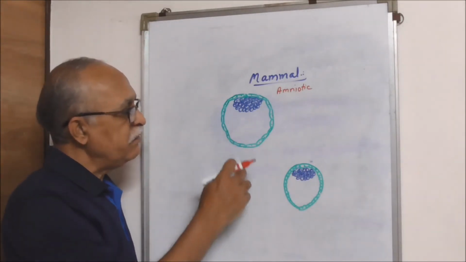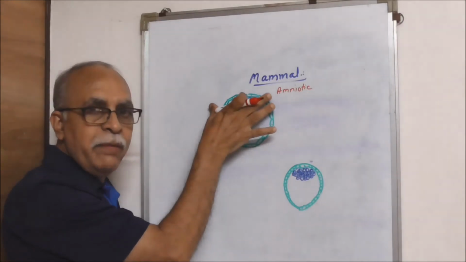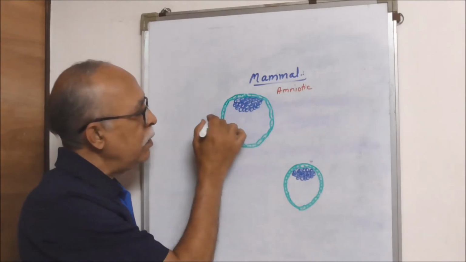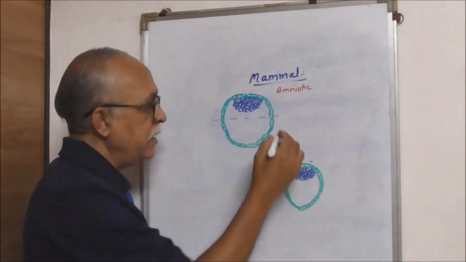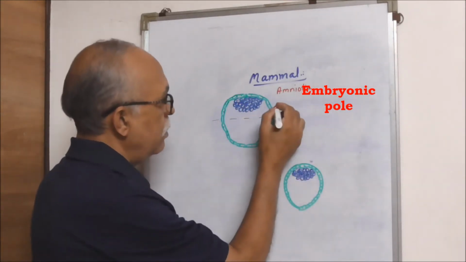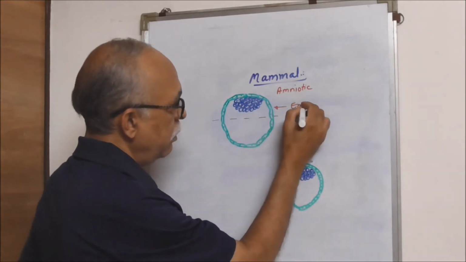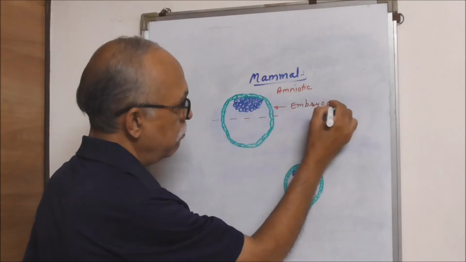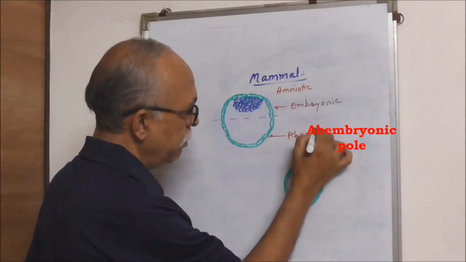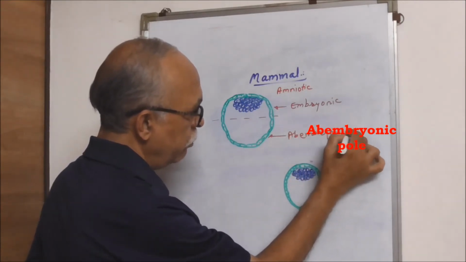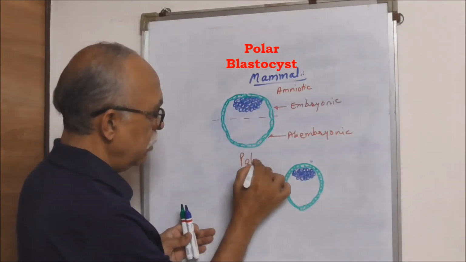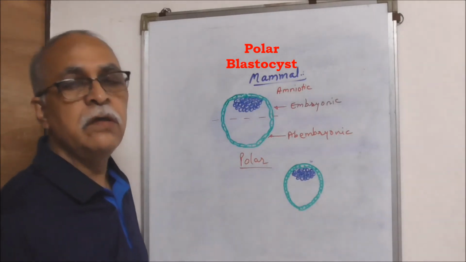Now, it can be clearly seen in the sphere that one half of the sphere contains all the embryonic cells and the other half doesn't contain any of them. That would mean one half we can distinguish as something that we earlier used to call animal pole and vegetal pole. Now we will name it as embryonic pole and abembryonic pole, and hence this stage would be called a polar stage, polarized sphere.